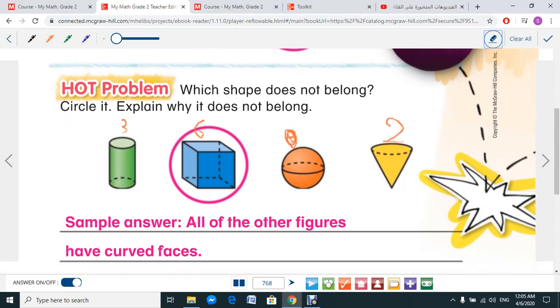So all of the other figures have curved faces. As you notice here, the sphere doesn't have any face, but all of its shape is curved. The cone has a curved face, as you see here. It is like the ice cream cone. And the cylinder here has a curved face, but the square faces are flat, okay? And this is the difference. So write it. This is the last page for today.